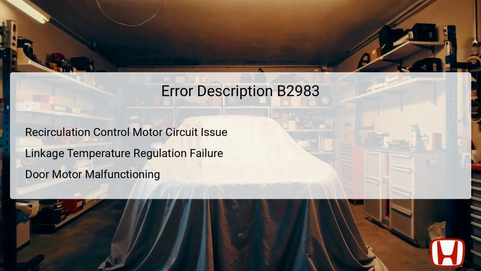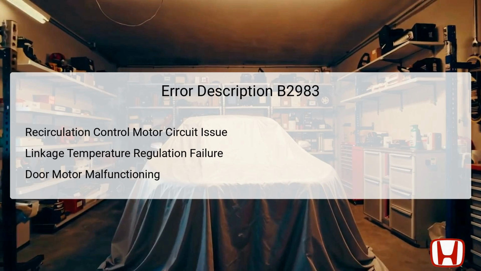This may originate from one of several components, including the motor itself, the control linkage, or the physical door that directs airflow within the vehicle's climate control system. The recirculation control motor plays a pivotal role as it ensures that either outside air or cabin air is used, influencing temperature and air quality.